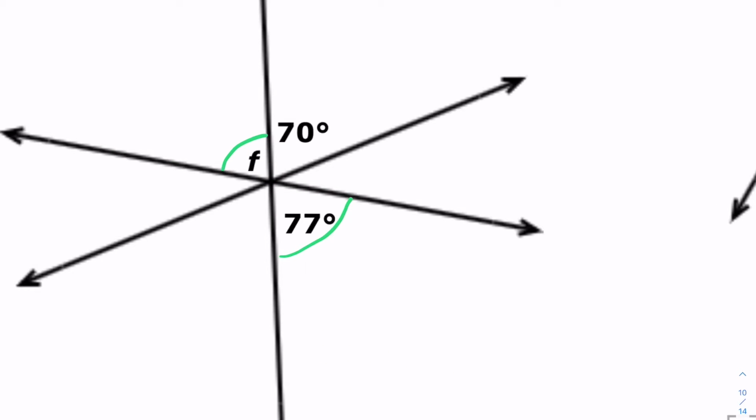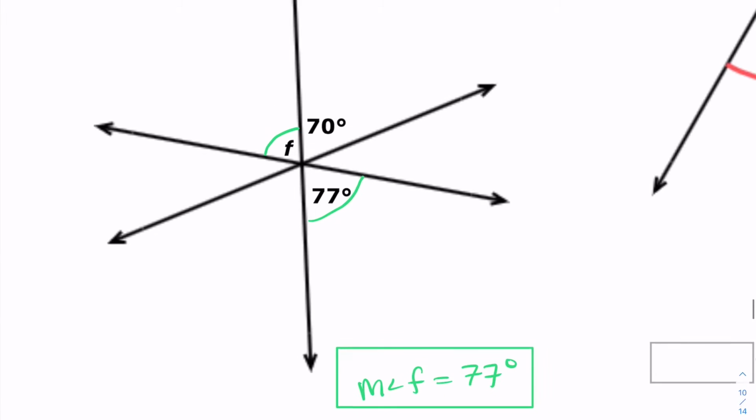That other 70 is just there to confuse you. What you could have done was make your way around here. You know that this is 180 degrees because it's a straight line. So we could have done 180 take away 70, take away 77, and that would have been 180 take away 147, which is 33 degrees. That would have gone here. And then working this way, 33 and 70 is 103, that would have made that one have to be 77 because of this line. But I'm looking just at these vertical ones. I know vertical angles are congruent, so I know right away that the measure of angle F would have to be 77 degrees.